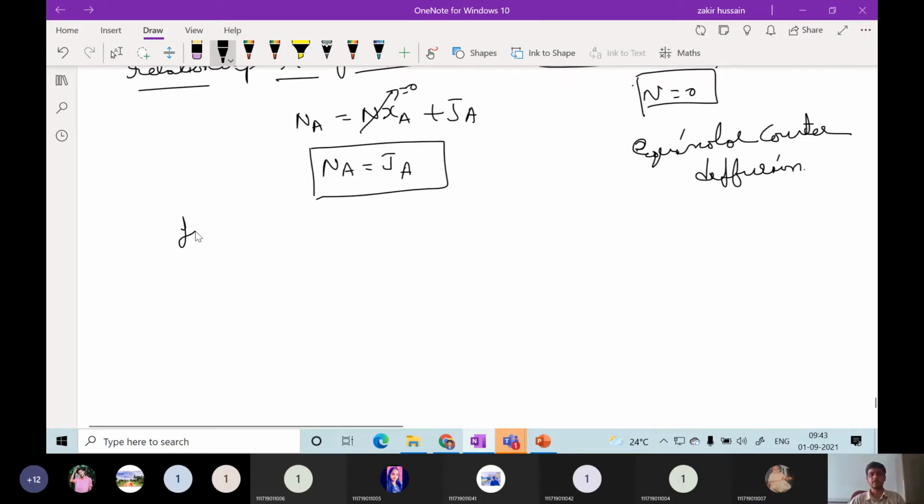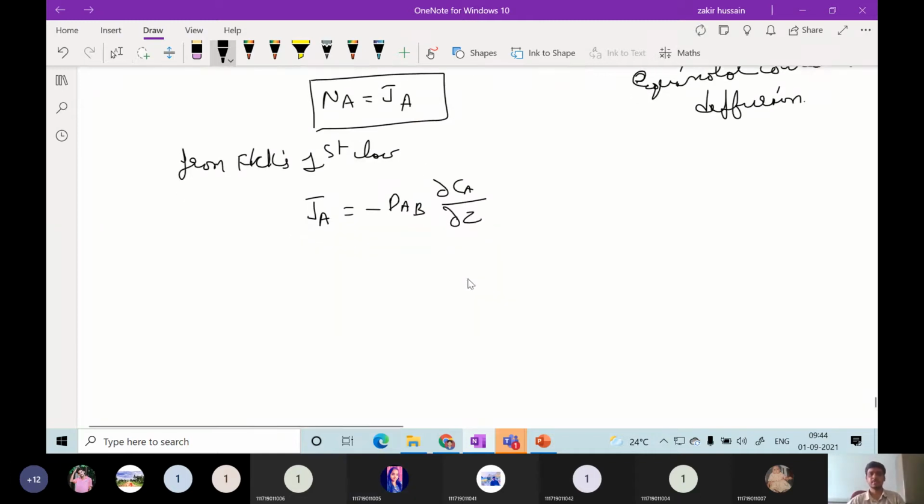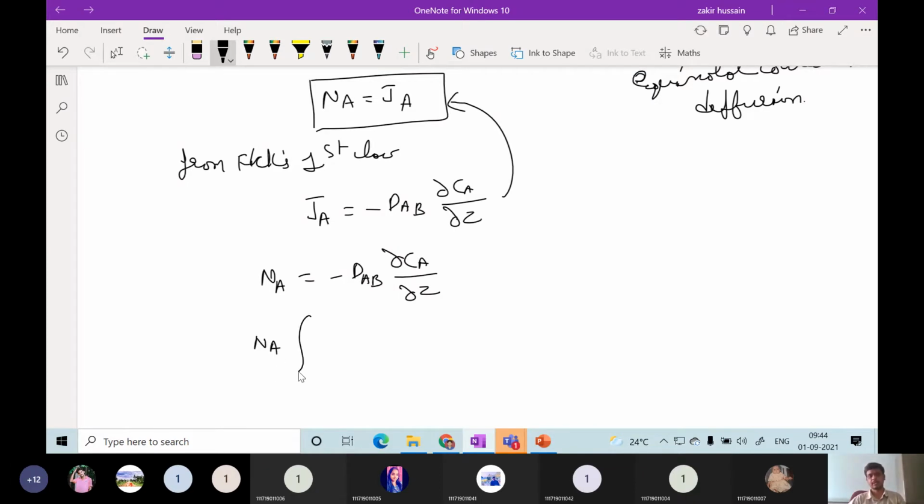We know from Fick's first law, what is Fick's first law? JA is equal to minus DAB dou CA by dou Z. From this equation we can substitute JA, so NA is equal to minus DAB dou CA by dou Z. Then we can interchange these variables, NA dou Z is equal to minus DAB dou CA. Then we have to integrate this within the limits.